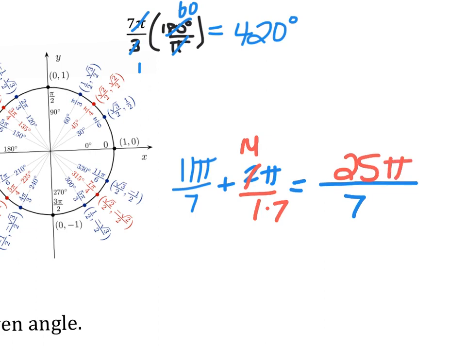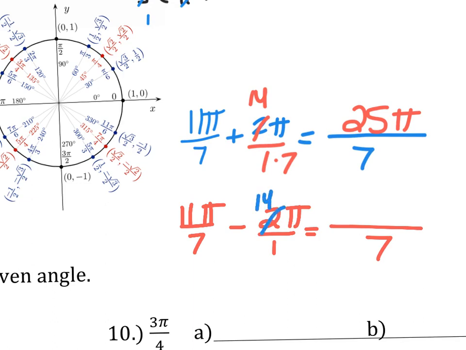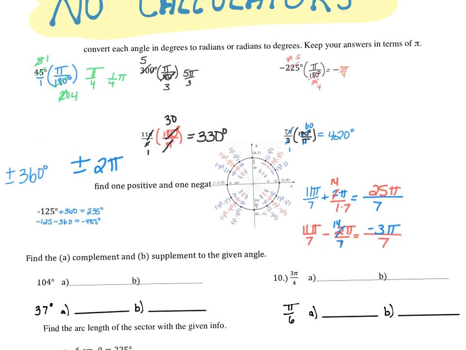Now I'm going to do what? Subtract. So 11 pi over 7 minus 2 pi. Again, guys, common denominator is 7, right? So 2 pi over 1 becomes 14 pi over 7. Good. So 11 minus 14 is negative 3 pi over 7. We good?